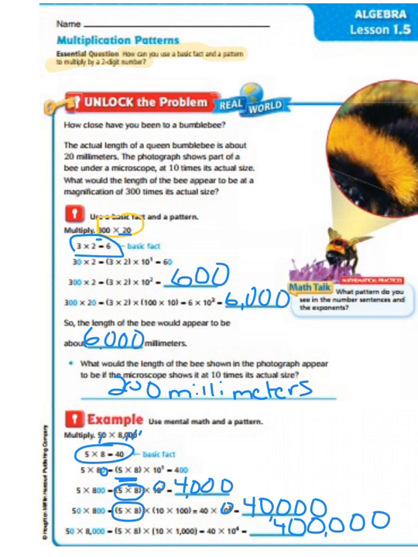Now don't get confused. When you're solving your basic fact, such as 5 times 8, we write that answer over here. Then we look at what our exponent is, and if our exponent is 3, we add 3 more zeros to it. If our exponent is 4, we add 1, 2, 3, 4 more zeros to it.